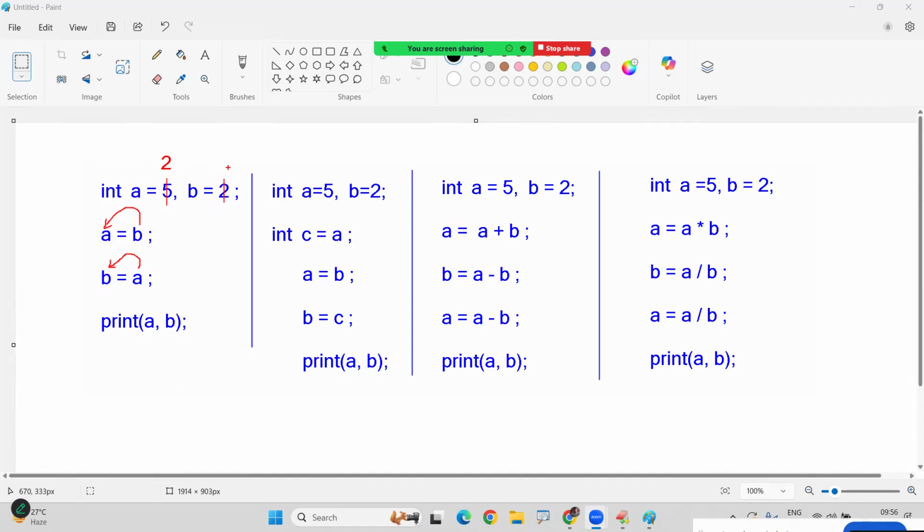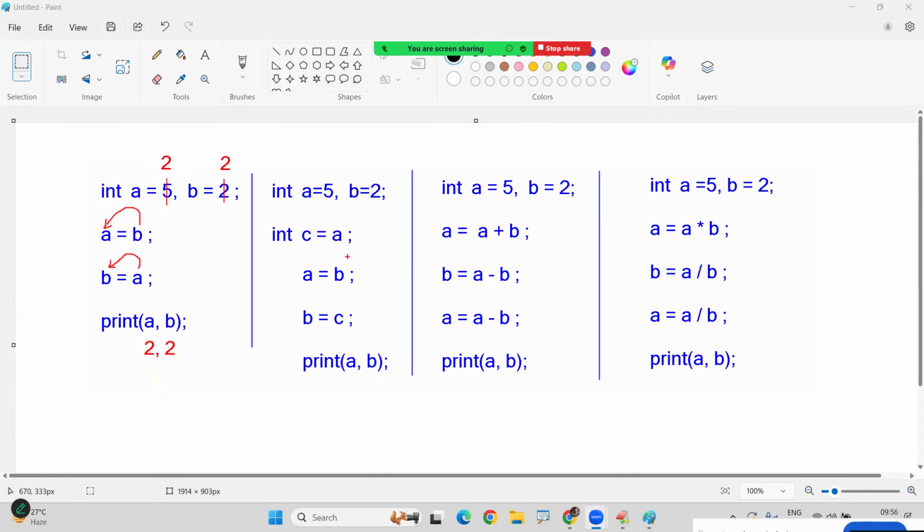What is that value? 2. Everyone will get confused here. a value you are storing into b. a value is not 5. What is that a value? 2 will be stored into this one. Output is 2 comma 2.